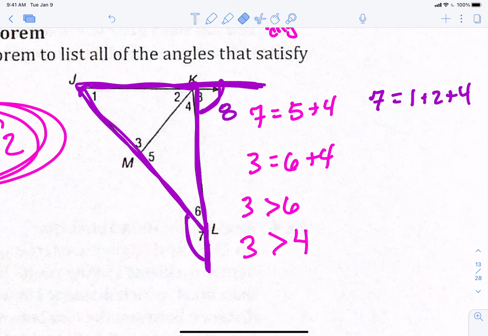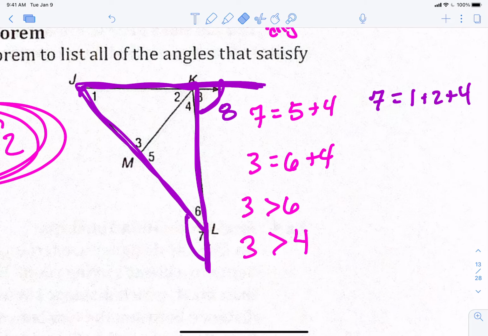The purple triangle that I've outlined: 7 is an exterior angle. Pretend that this line doesn't exist. Looking at 7, the angles that 7 does not touch are 1 and 2 and 4. It doesn't touch 1, and it doesn't touch this one over here, which is 2 and 4.